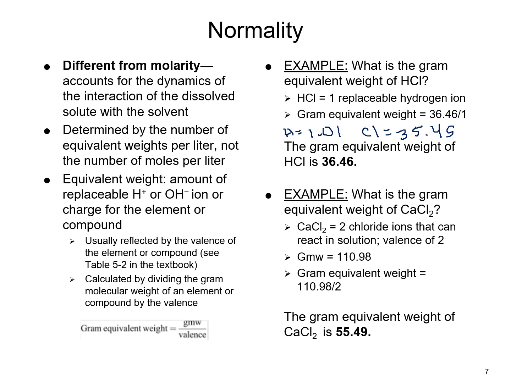So first we need to determine the gram equivalent weight of calcium chloride. We need to determine the gram molecular weight. We've got the 1 calcium and the 2 chloride, and that's going to give us a total gram molecular weight of 110.98. And then we have 2 replaceable chloride ions, so that's going to give us a valence of 2. You could look that up in the textbook in the little chart. So if we work that out, that's going to give us the gram equivalent weight of the calcium chloride to be 55.49.